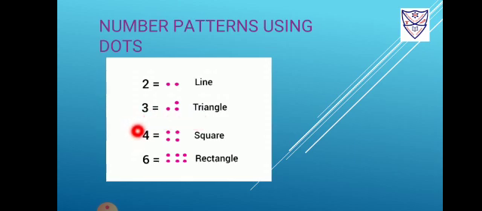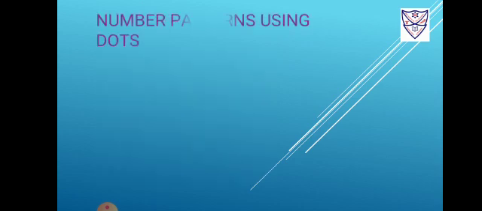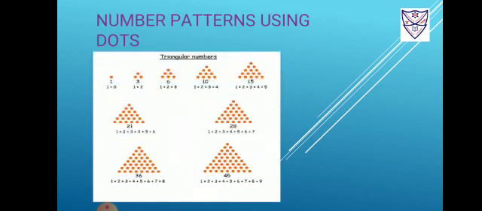Now 4. Using 4 dots, which shape can we make? Yes, we can make a square. 6. Using 6 dots, which shape can we make? We can make a rectangle. Here you can see this is a rectangle. Now let us understand more about the rules and how to form number patterns using dots.